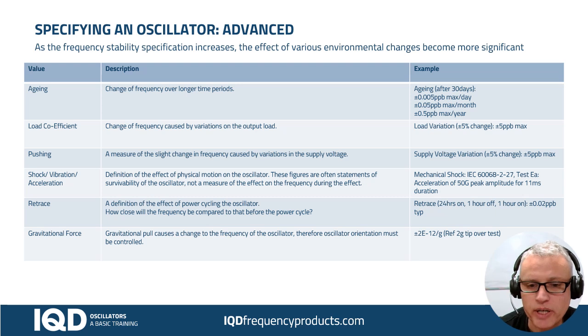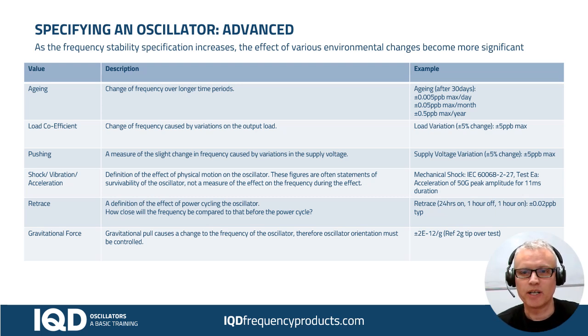Same goes with gravitational force, this change of frequency caused by change of gravitational force. Might sound a bit strange, why would the gravitational force change? But we have what we call a 2G tip over test. So that would be where the gravitational force of the Earth is 1G, and if I turn the device upside down, then it experiences negative 1G in the same plane. So one minus the other makes for a 2G, and we call that a 2G tip over test.